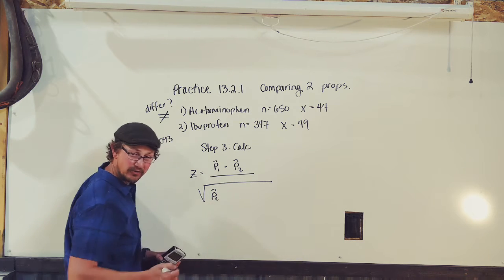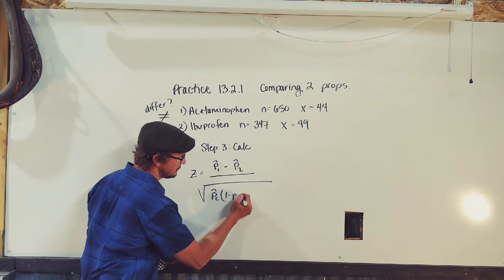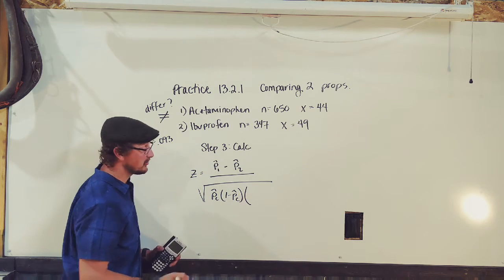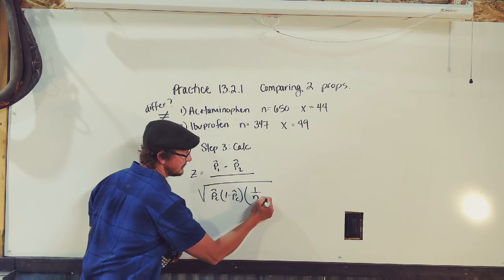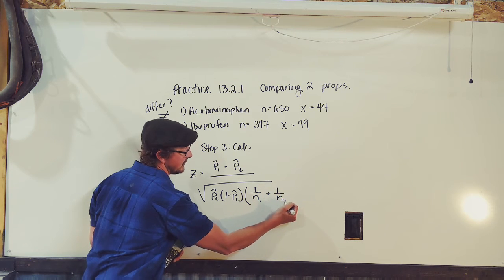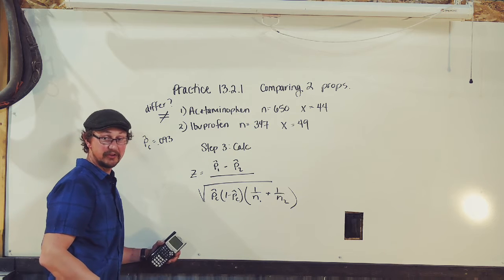It's that combined proportion times its complement times our sample sizes under 1. So 1 over n sub 1 plus 1 over n sub 2.